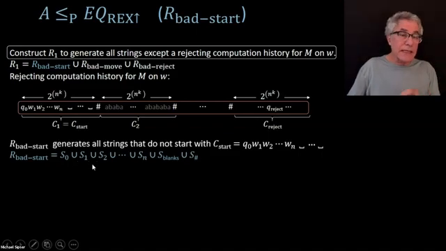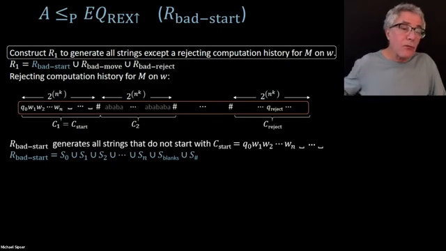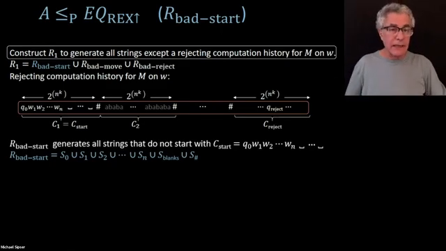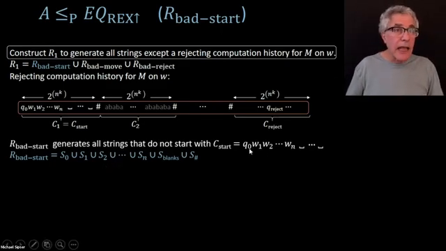Okay, so that in itself is going to be further subdivided. And the reason for that is not that hard to understand. Bad start is going to accomplish its goal by saying, well, anything that doesn't start this way either doesn't start with a Q0, or doesn't have a W1 in the next place, or doesn't have a W2 in the next place, or somewhere along the way it has a wrong symbol.